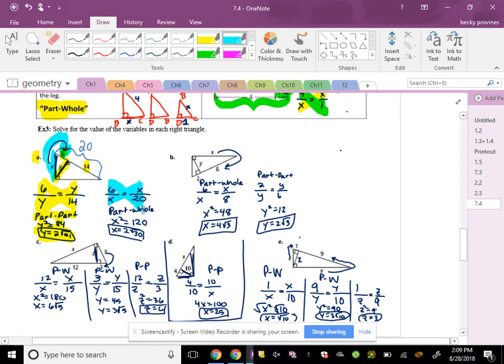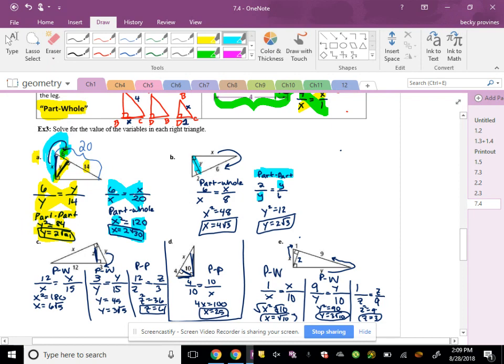6 times 20 is 120. And then x times x is x squared. I square root it and I get 2 root 30. So you're finished. On the next one, which one's the easy one? And of course that would be y. So that's part. So the y and y go in opposite corners.